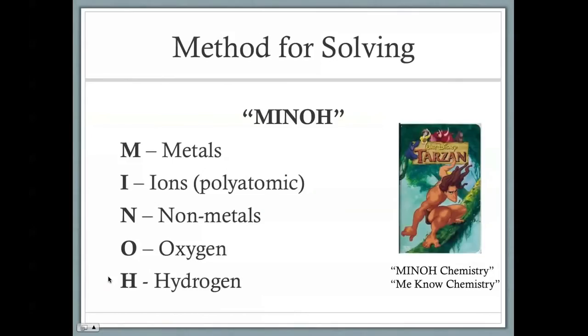This is a strategy. Some students refer to it as the minnow strategy. Some refer to it as the chemistry strategy. In a Tarzan voice, whichever works for you is fine. This kind of gives you an order or a template to follow when we're balancing these. You start off with metals. You then balance out any polyatomic ions. If anything's left to be balanced, you work with the nonmetals before moving on to oxygen and hydrogen.